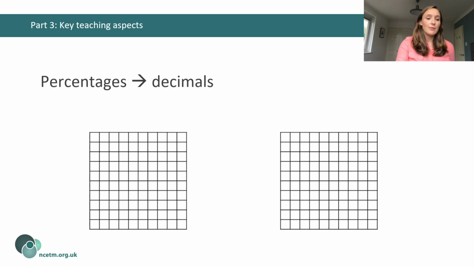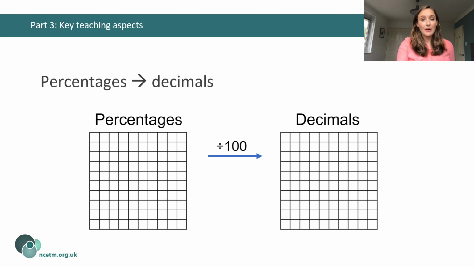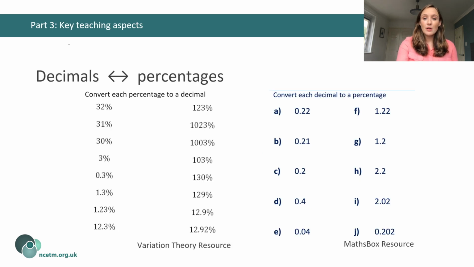I would then give them this image of percentages and decimals and how we get from one to the other. So dividing by 100 to get from percentages to decimals and multiplying by 100 to get from decimals to percentages. And then this is something that I would ask them to copy into their books with a couple of examples as their notes. Again, some examples of resources I would use using intelligence practice.